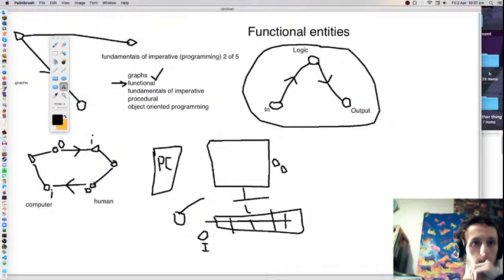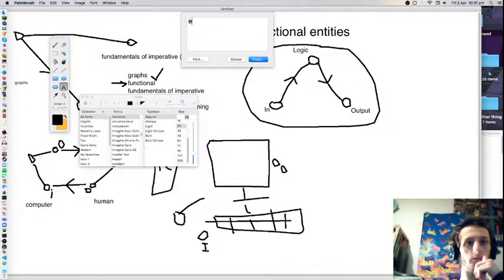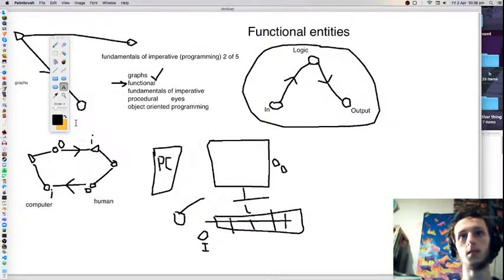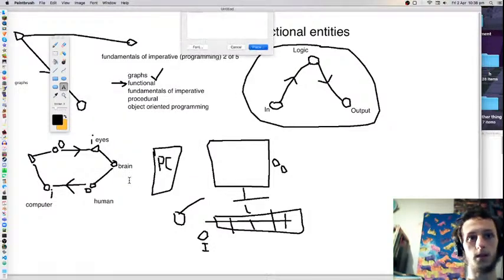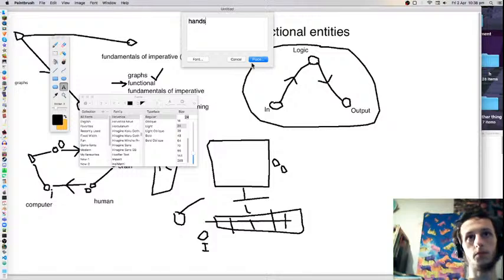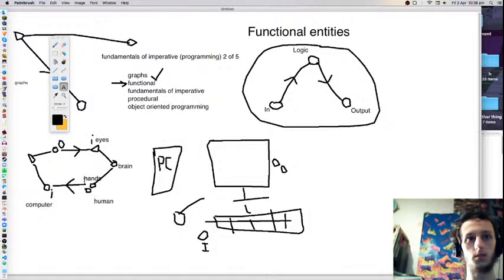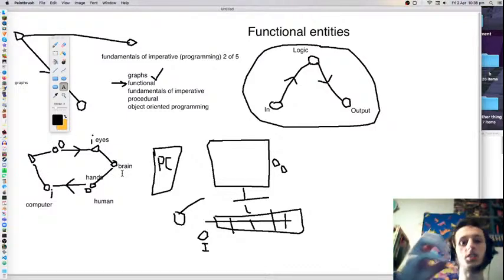So for example, for your input, you'll have your eyes. And then for your logic, you've got your brain. And then for your output, you've got hands, I guess. And you've also got your mouth and stuff like that. And then we've looked at input and output of a computer. So you've got your mouse and your keyboard, and output the monitor. And essentially, you and the computer are forever working as two functional entities connecting.